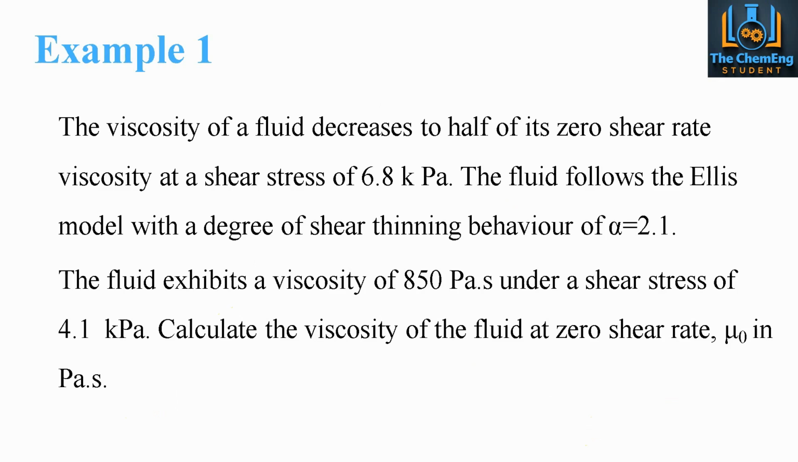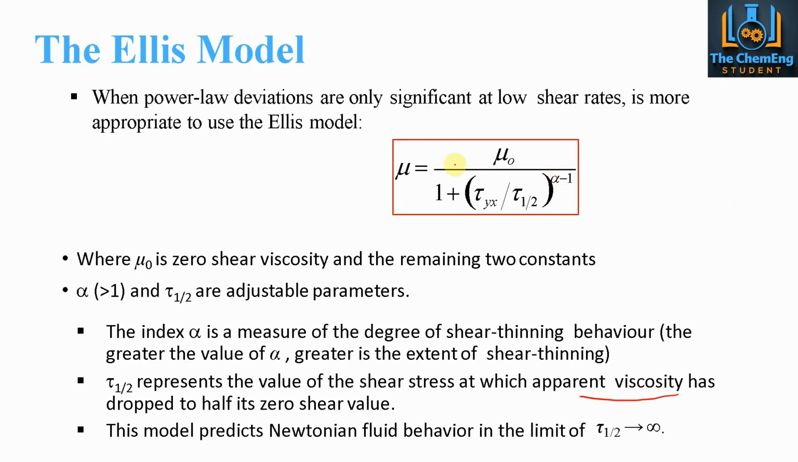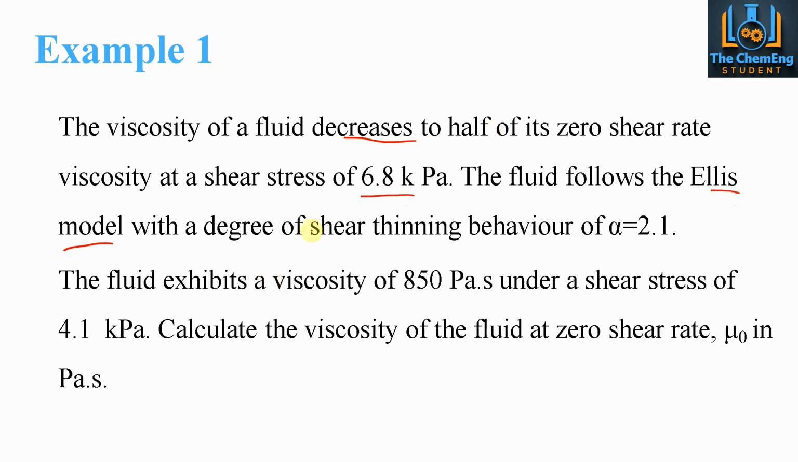Now let's take a look at a working example here. It tells us that the viscosity of a fluid decreases to half its zero shear rate viscosity at a shear stress of 6.8 kilopascals. The fluid flows in the Ellis model, so we're told which model to use. That's the one that we just saw, so that's this model here. We have a degree of shear thinning behaviour of 2.1, so that's our alpha value. The fluid exhibits a viscosity of 850 Pascal seconds under a shear stress of 4.1 kilopascals.